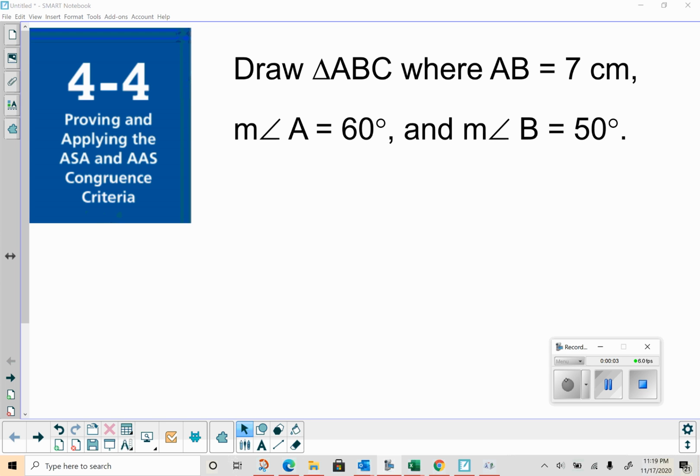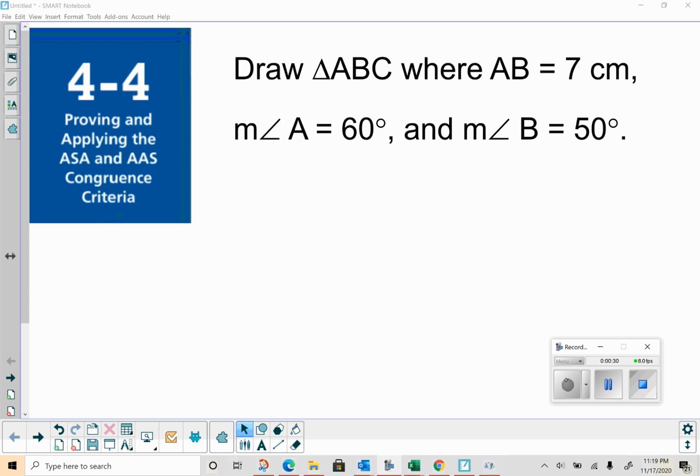Okay, let's move on to section 4.4. We have a couple more congruence theorems for you to learn about. So for my first example, again, I'm going to start off the same way as we did in section 3. Let's follow a set of directions and see how many different triangles we can produce here.